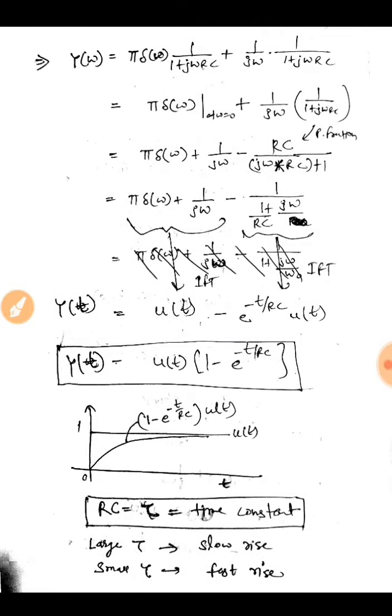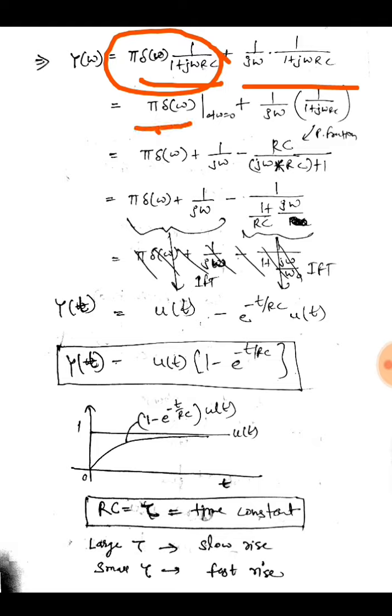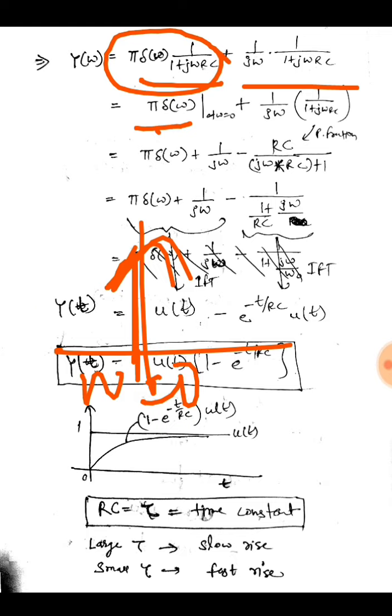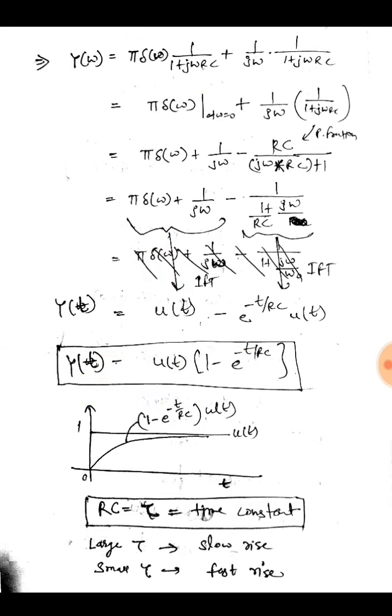So multiplying it, I get πδ(ω) into 1 plus jωRC plus 1 upon jω into 1 plus jωRC. So these two functions are there. From the property of the impulse function, at ω equal to 0, this would become πδ(ω), because δ(ω) is defined only at ω equal to 0. So using this property, this function would become πδ(ω), and this is 1 upon jω into 1 upon 1 plus jωRC.